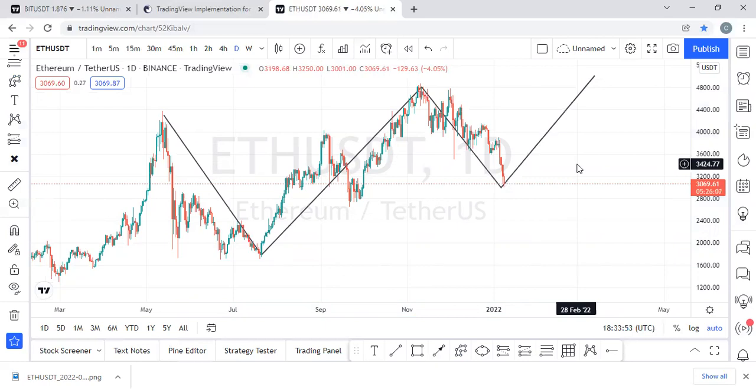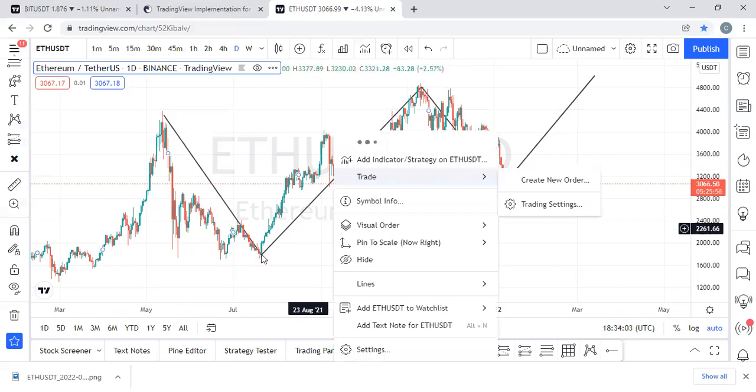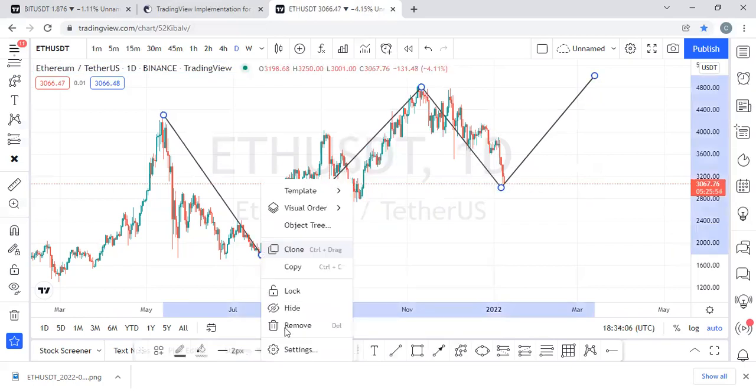Now I have to go to my smaller time frame to see if there's anything of interest. Now using daily, I can see something here, right? Let me remove this line so I can see it clearly.